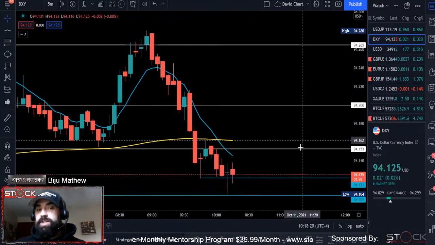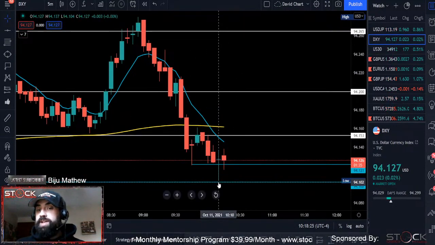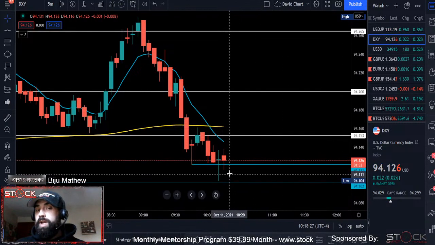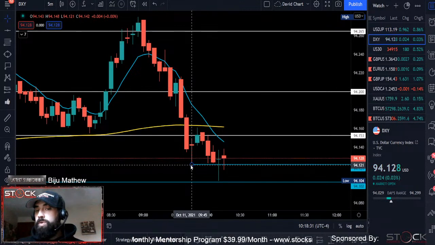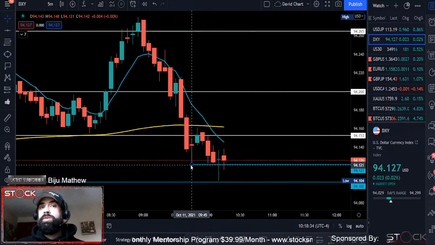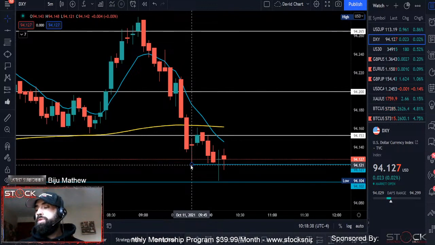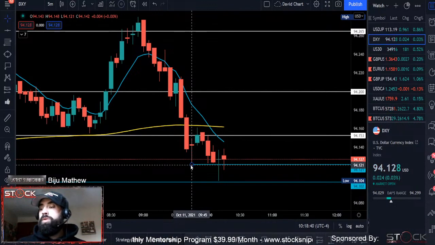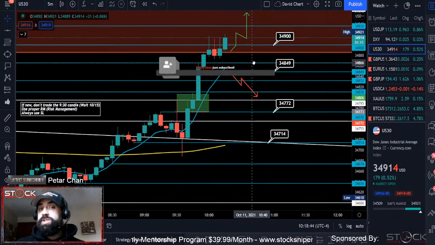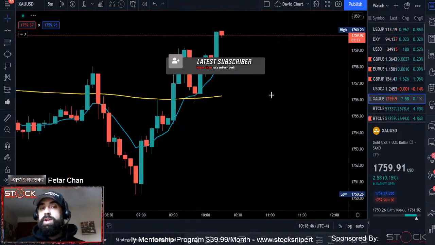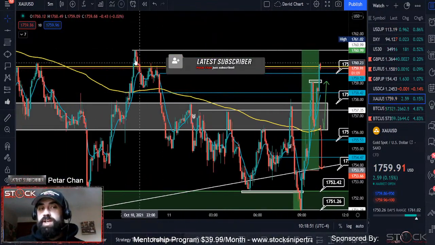Check with the DXY again. It started to break. It made it down to this next leg, 94.104, and now they're starting to push it back up and hold this previous bottom wick, which is 94.121. So there's US 30 still trying to pump up, and here's gold. 1760, guys, you can see where it is.